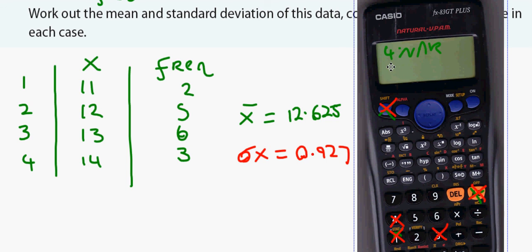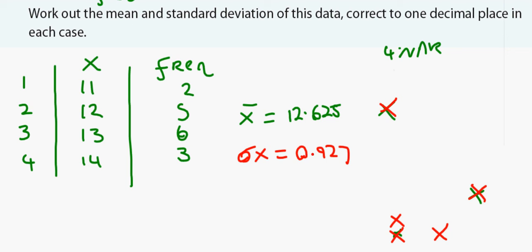Now, once you get rid of this calculator here, we're just going to get rid of it for a minute. We want to correct to 1 decimal place in each case, so the mean is going to be 12.6 and the standard deviation is going to be 0.9. Okay, so 12.6 and 0.9.